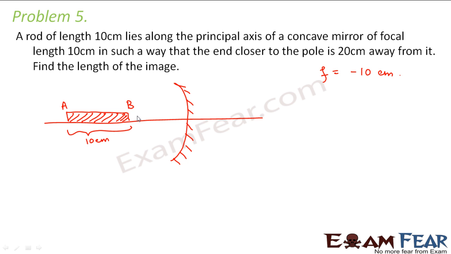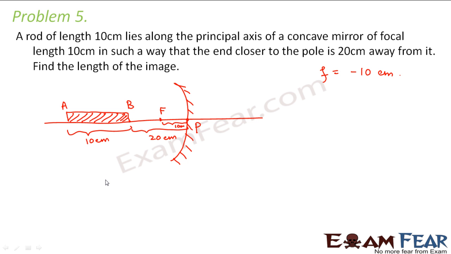So let us suppose it is located in such a way that the end closer to the pole is 20 centimeters away from it. So which end is closer to the pole? This is the end which is closer to the pole. So this length is 20 centimeters. Right? And the focus lies somewhere here, because this is again 10 centimeters. Right? Okay. So we have to calculate the length of the image.